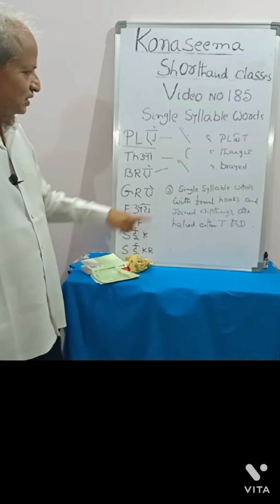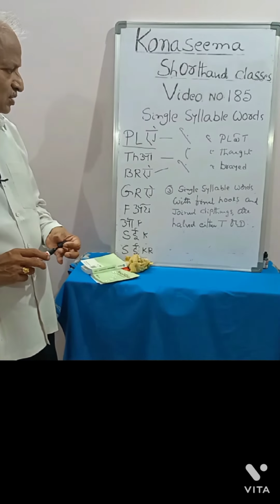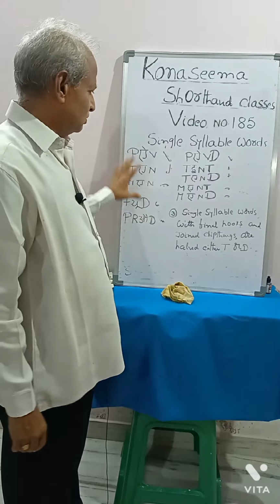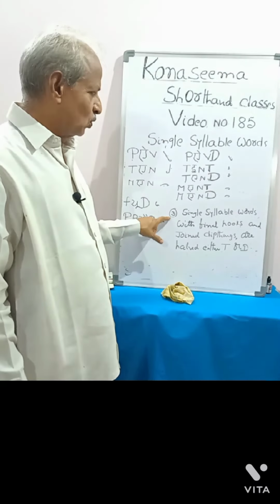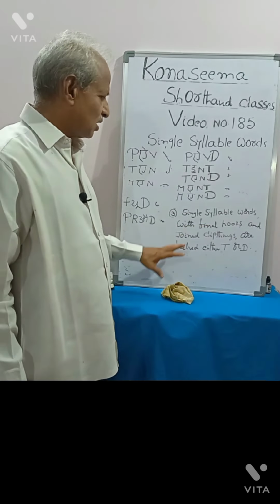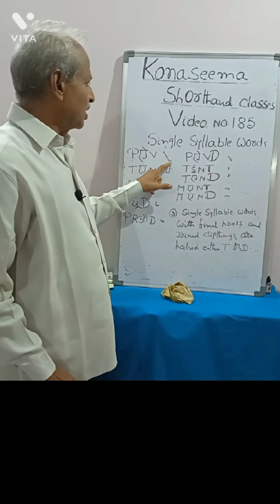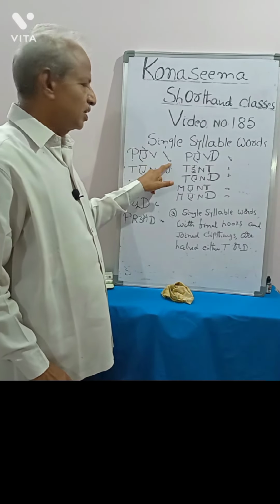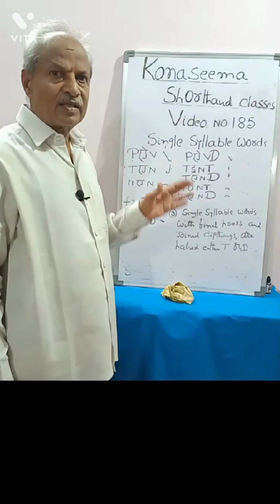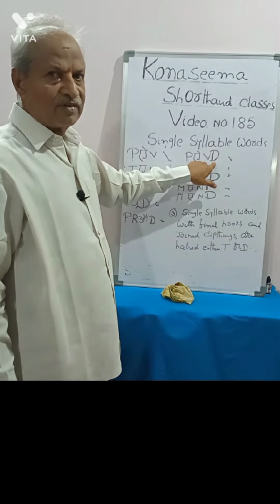The third rule is single syllable words with final hooks and joint diphthongs are halved either for T or D. Now, the examples for this third rule. For this, the examples are pave. The word pave has a final hook. So, this can be halved either for T or D. Here, it is halved for addition of D.